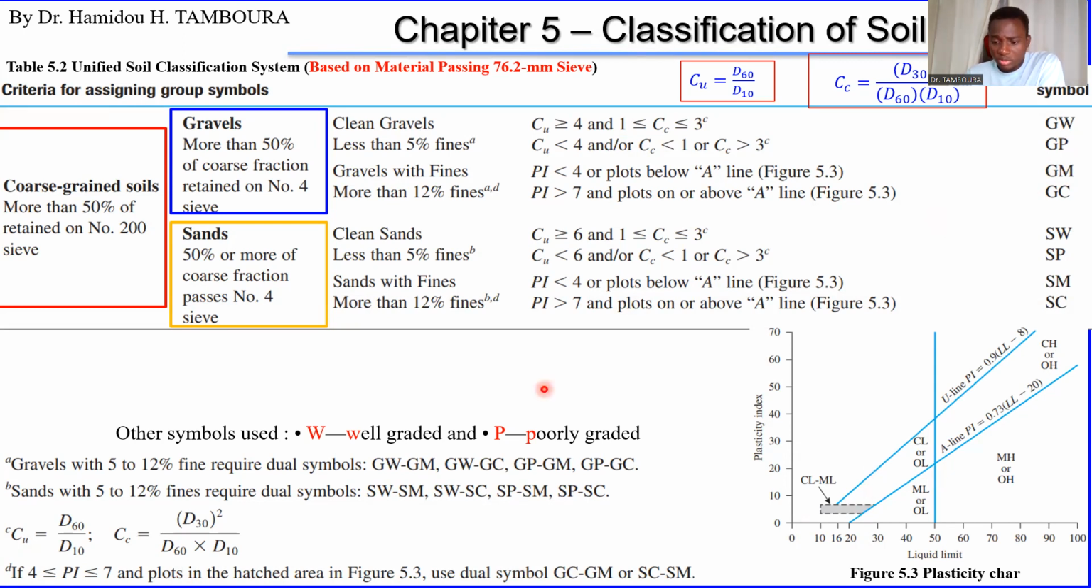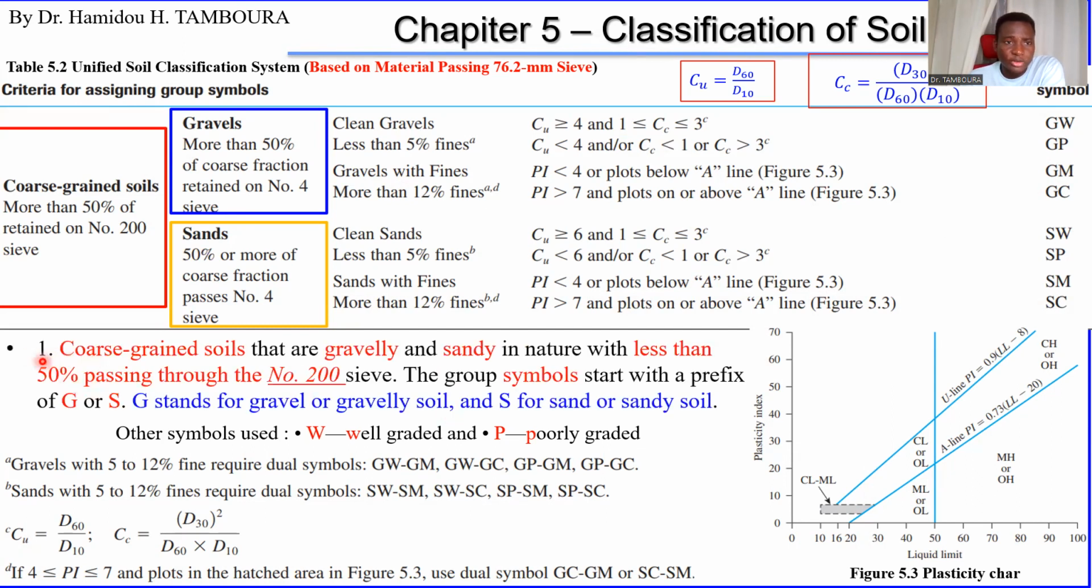Let's move to a small summary of everything we said here. Just summarize. So the first, this is coarse-grained soil, that are gravelly and sandy in nature, with less than 50% passing the sieve number 200. This is just what we have explained so far. So the group symbol starts with the prefix G or S. G stands for gravel, S stands for sand. Okay, that's all for this part.